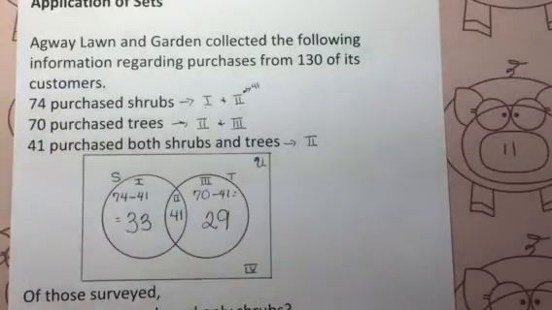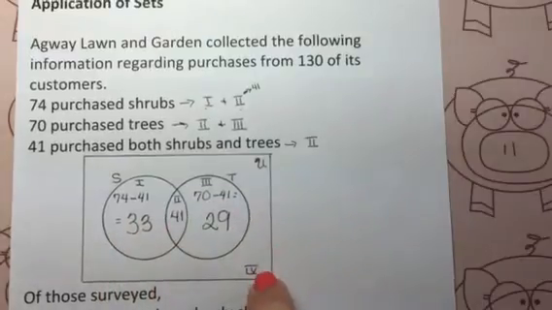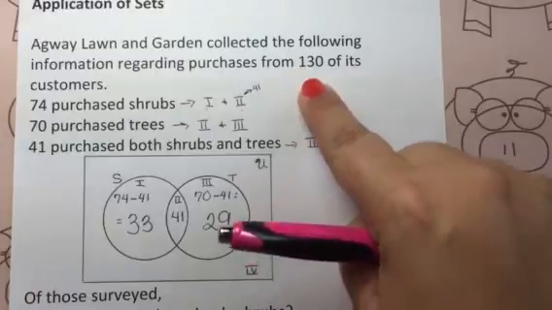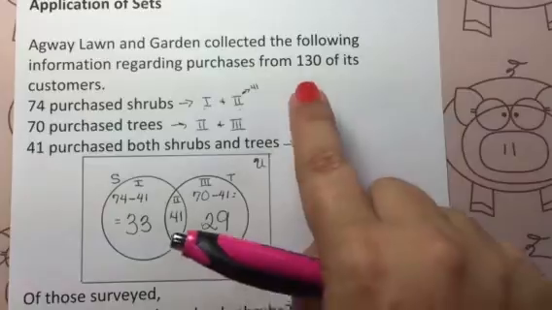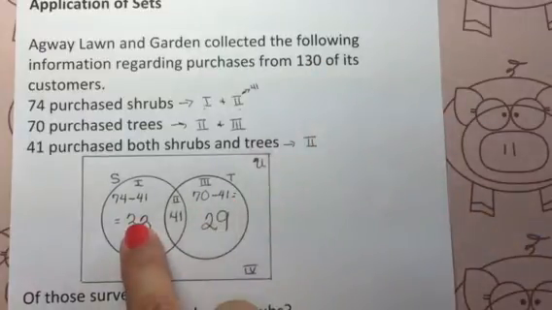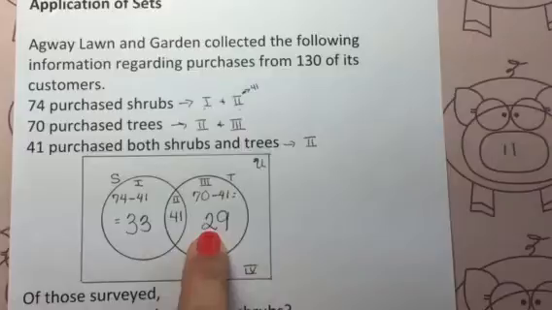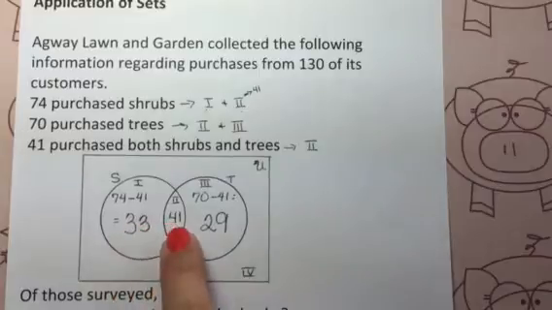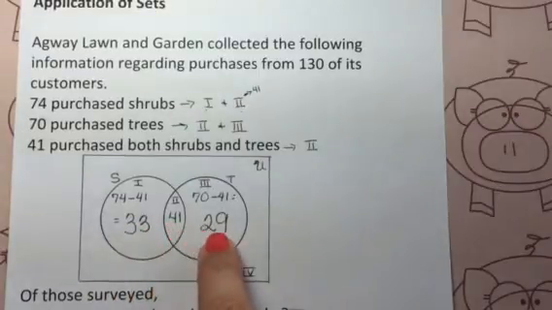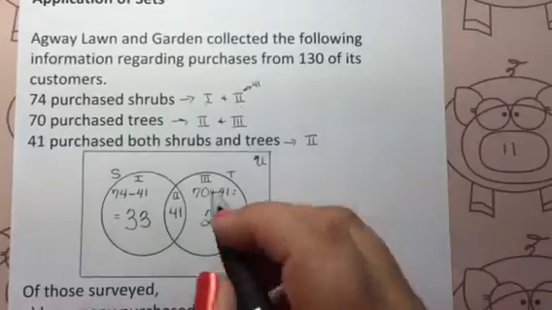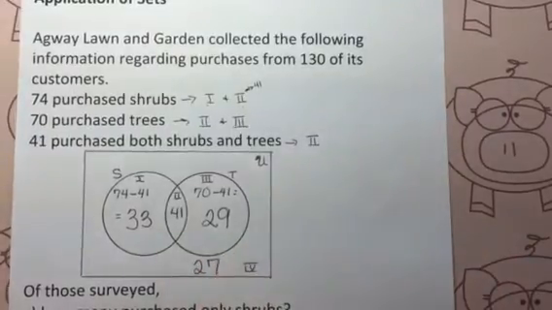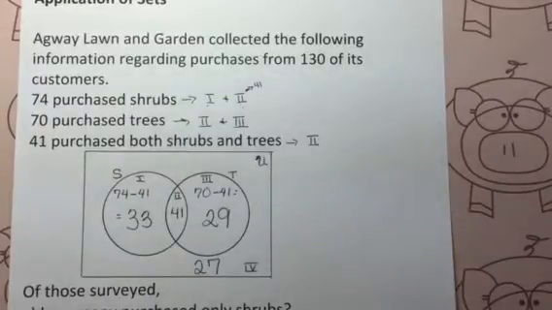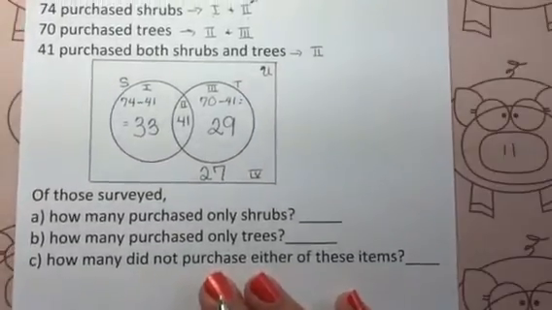Now, there's one more region I haven't found. I found regions 1, 2, 3. I haven't found region 4. Well, they told me that there were a total of 130 customers. Well, of the 130, I've already counted 33, 41, and 29. So if I calculate 130 minus 33 minus 41 minus 29, I find that region 4 has 27 people. Okay, notice I have now filled in regions 1 through 4, and now that I've done that, I'm going to go ahead and answer the questions.